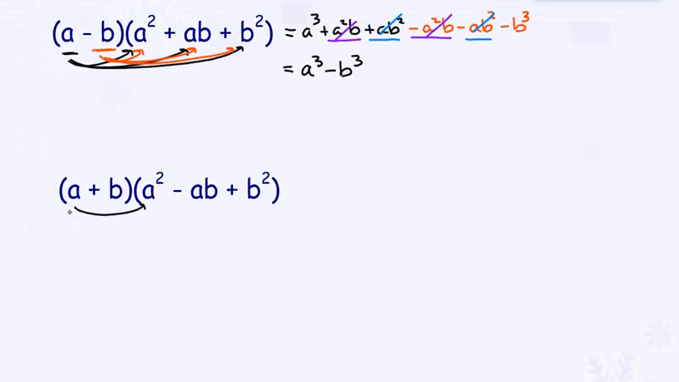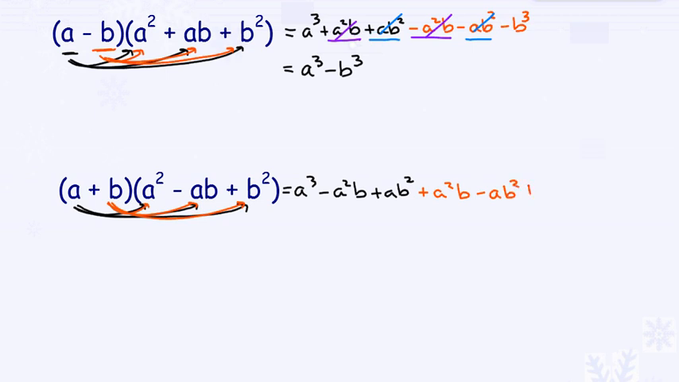Okay, then the one below, we'll do the same thing. Multiply a by the trinomial, and we have a cubed minus a squared b plus ab squared, and then multiply b by the trinomial, and we have plus a squared b minus ab squared plus b cubed, and we have a minus a squared b and a plus a squared b, those cancel. We also have a plus ab squared and a minus ab squared, and those cancel, just like in the previous problem. All we have left is a cubed plus b cubed.